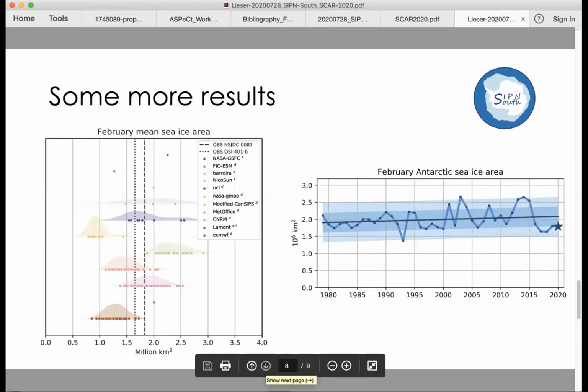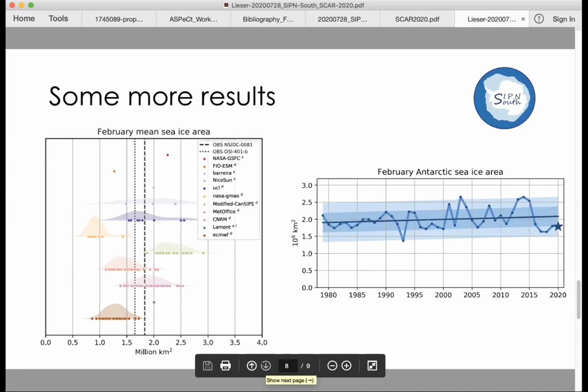We were also looking at the value of the February mean sea ice area, and again, we can see a large spread of the predicted values compared to the observational means. And just for context, on the right-hand side is the February Antarctic sea ice area from the satellite record so far. And Ryan just talked about the slope and the evolution.